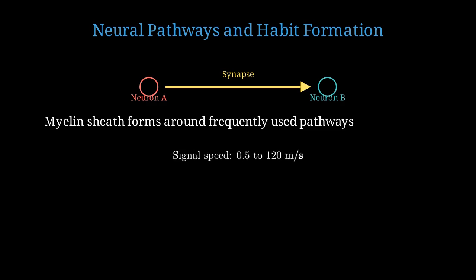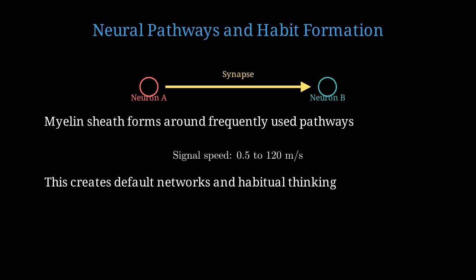Unmyelinated axons conduct signals at about 0.5 to 2 meters per second, while heavily myelinated axons can reach 120 meters per second. Over time, these strengthened pathways become your default mode. Your brain preferentially routes thoughts through these well-worn neural highways because they're energy efficient. Here's where it gets interesting.